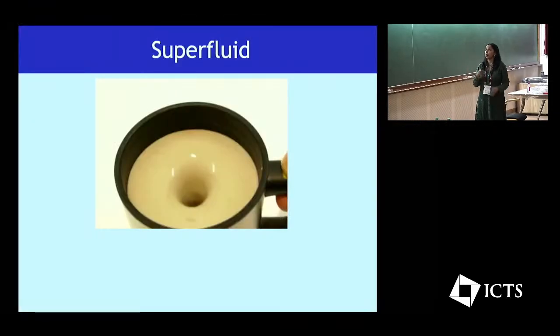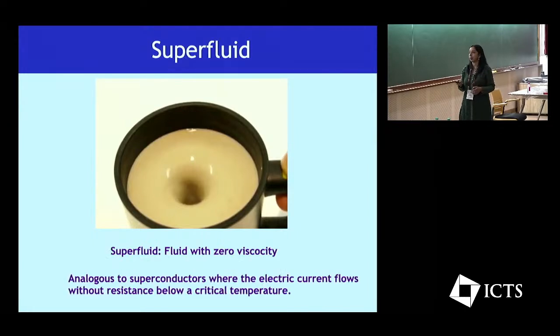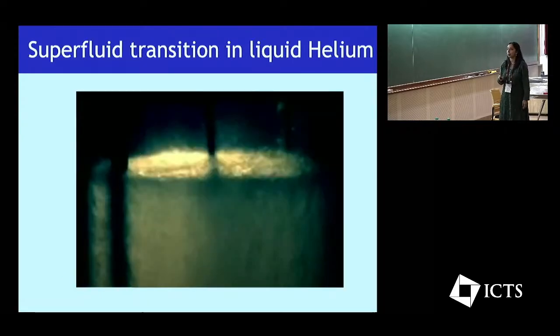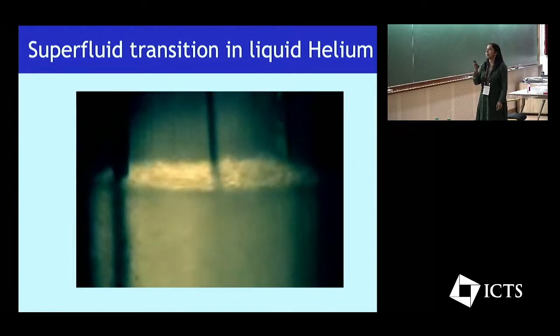Another exotic feature of Bose-Einstein condensate is superfluidity. What happens if you stir your coffee cup and go out of the room, and when you come back, you still find that your coffee is still stirring? It would happen only when you have a superfluid in your coffee cup. A superfluid is a fluid with zero viscosity. It's analogous to superconductors, where the electric current flows without resistance below a critical temperature. Here you can see the superfluid transition in liquid helium.